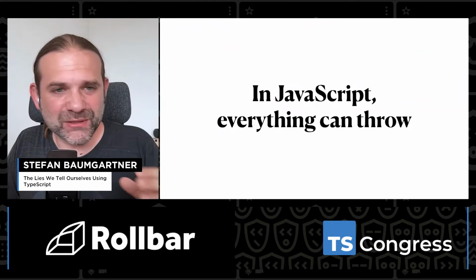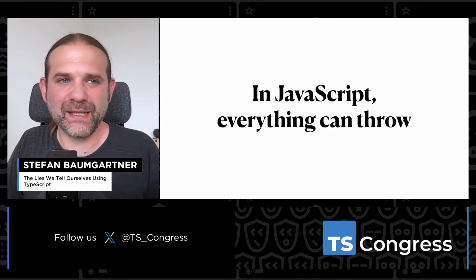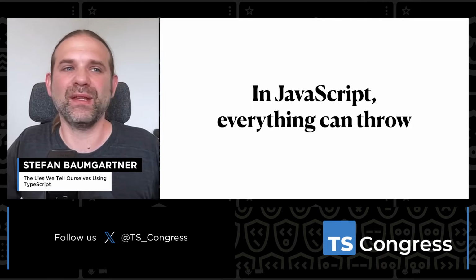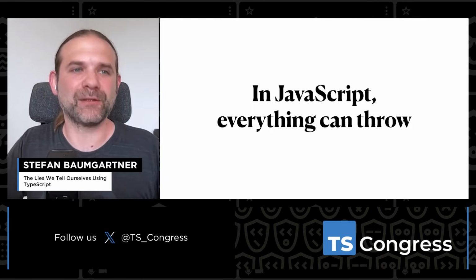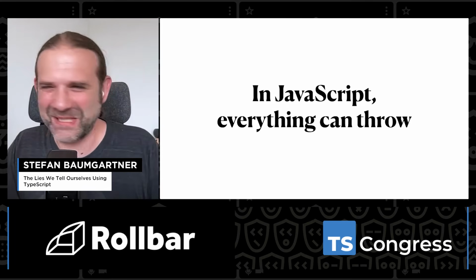And again, in JavaScript, everything can throw. You can throw the number 2. You can throw undefined. You can throw tantrums like my 2-year-old. Basically, JavaScript and my 2-year-old are the same thing. In JavaScript, everything throws, and I don't know where it's coming from. My son throws tantrums, and I don't know where they're coming from.